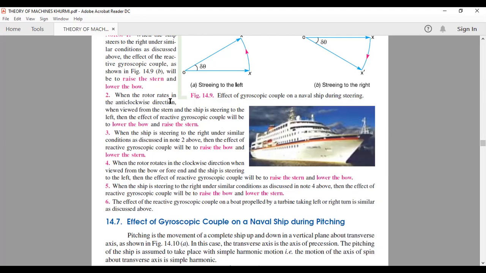So when the rotor rotates in the anti-clockwise direction, when viewed from the stern, the ship is steering to the left. Then the effect of reactive gyroscopic couple will be lower the bow and raise the stern.